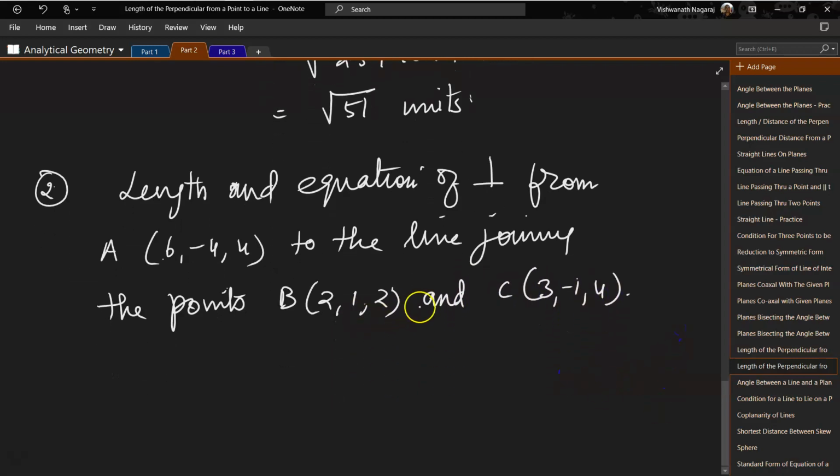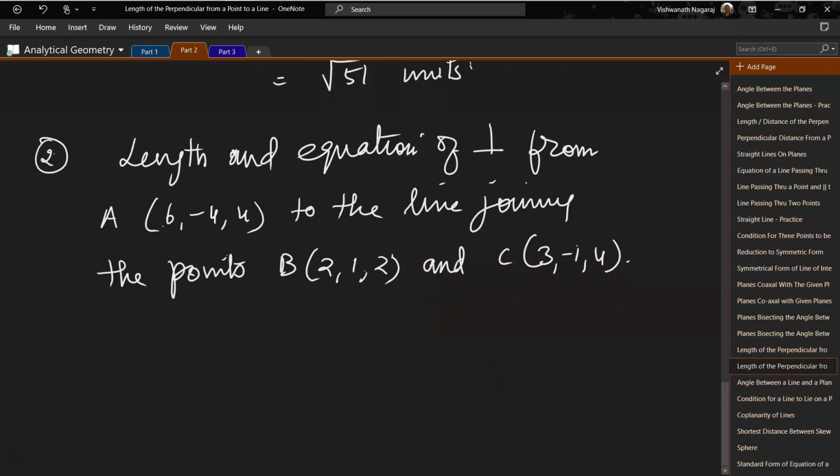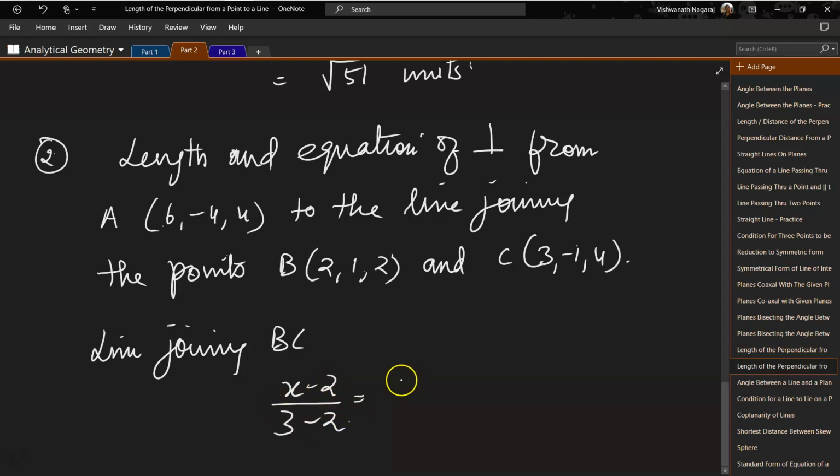So instead of directly giving the equation of the line, we are given 2 points, and the line is formed by joining these 2 points. So we have to arrive at that line. Line joining BC, that would be what? x minus 2 by minus 2, this would be 3, is equal to y minus 1 by minus 1, and this would be minus 1 is equal to z minus 2 by minus 2.